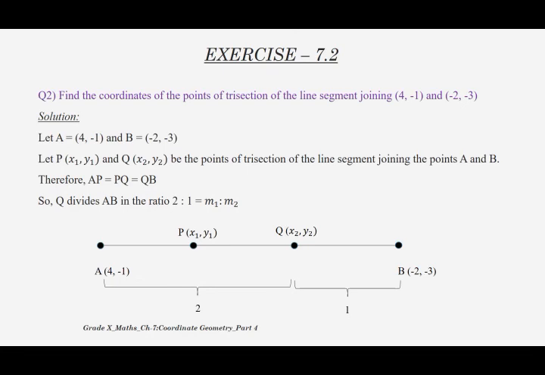Okay. In the figure, we can see AP is one part, PQ is one part, and QB is the third part. All are equal, trisected, always equal parts. So AP equal to PQ equal to QB. And Q divides the whole of AB: AP is one part, PQ is one part. So total AQ is 2 parts and QB is 1 part. That is, Q divides AB in the ratio 2:1. That is our m1 is to m2.